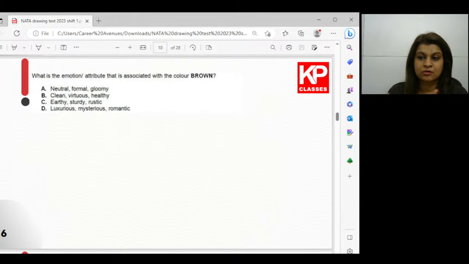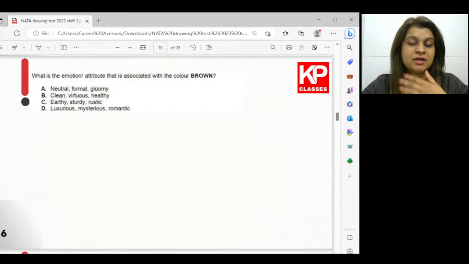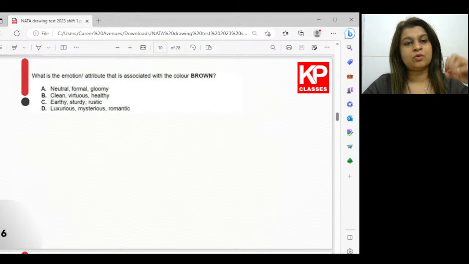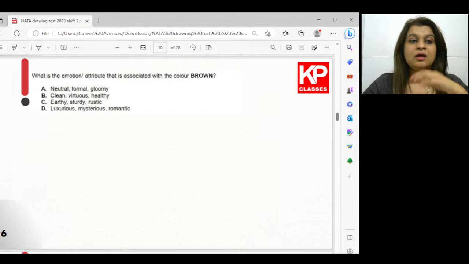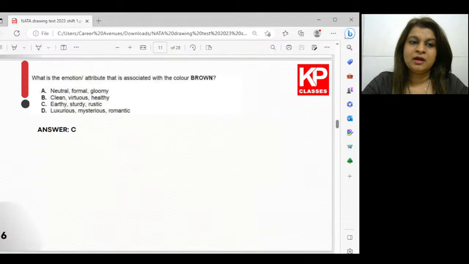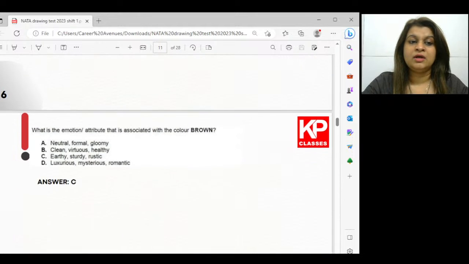So, for example, the trunk of the tree is not very smooth or very perfect. So it has a very rustic feel to it, and the soil is brown in color. So the attribute or emotion of sturdy and rustic goes very well with the color brown. Sturdy, why? Because the trunk of the tree is sturdy, it supports the whole tree, and that's why we pick up that particular attribute.